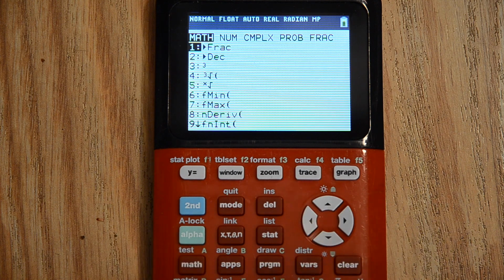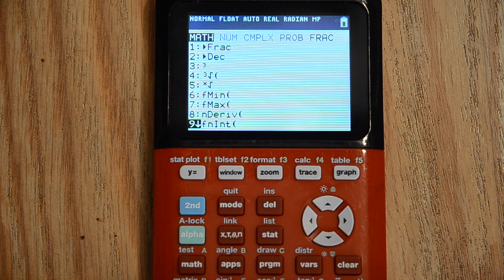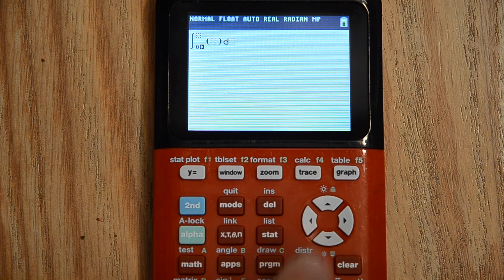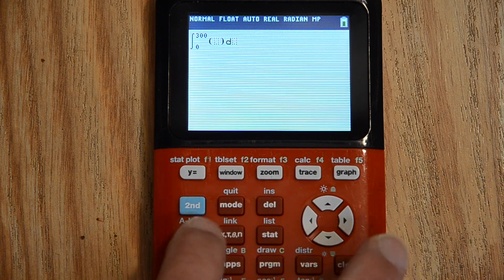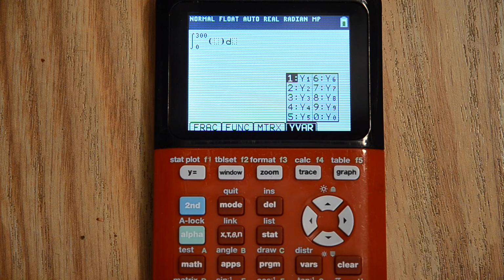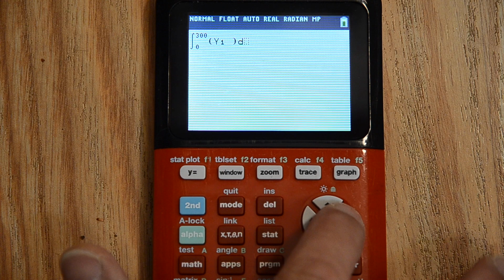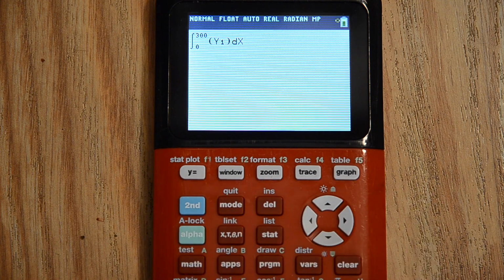So Math, go down to where it says numerical integral, lower limit of 0, upper limit of 300. Now, Alpha Trace will bring up that menu where you can choose where you stored the function, and we stored it in Y sub 1. And we're going to integrate that with respect to the variable x. Of course, on our work it was t. And there's the 270 that we're going to write down as our answer for part A.